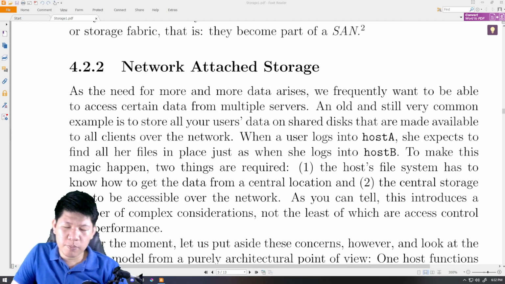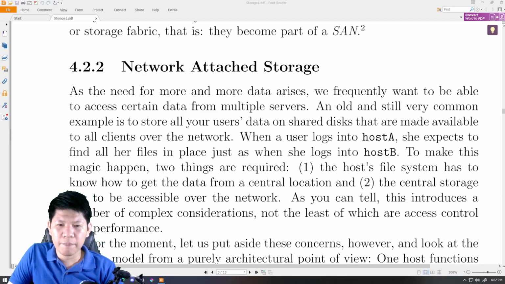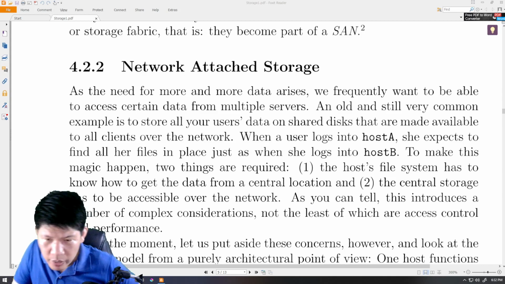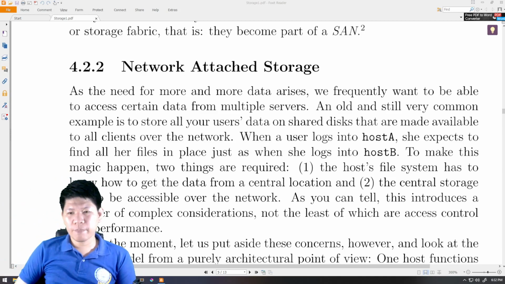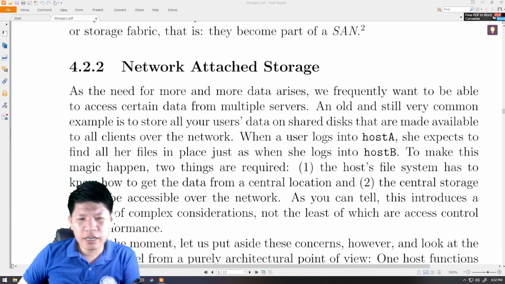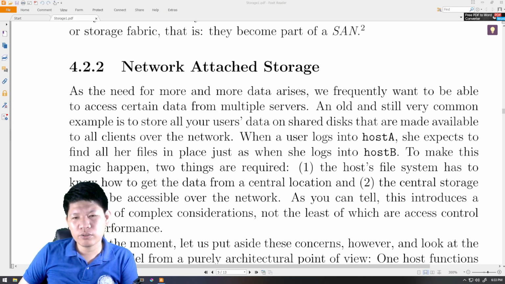Let's just explain the example here. So, how does network attached storage work? When a user logs into a computer named host A, she expects to find all her files in place, just as when she logs into another computer, host B. To make this magic happen, two things are required.